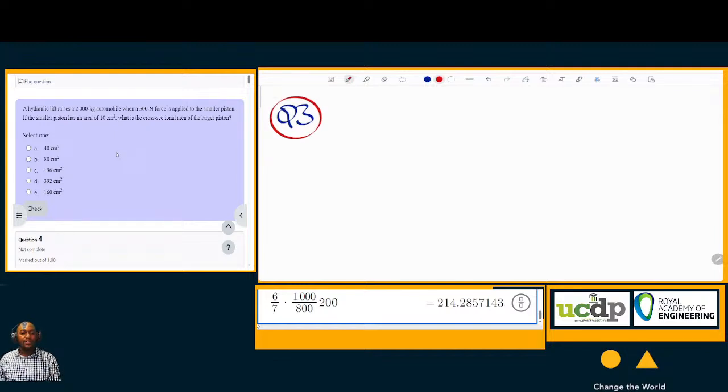A hydraulic lift raises a 2,000 kilogram automobile when a 500 Newton force is applied to the smaller piston. If the smaller piston has an area of 10 square centimeters, what is the cross-sectional area of the larger piston? Okay, so we can have an illustration to this.